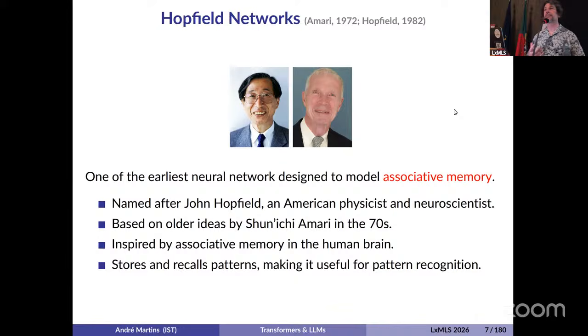How many of you know about Hopfield networks? Can you raise your arm? Okay, not many arms. That's interesting.